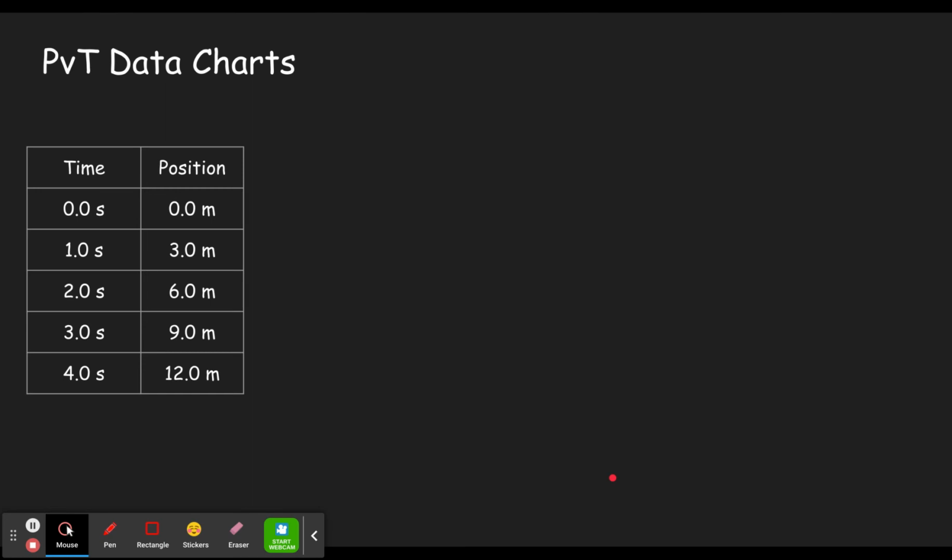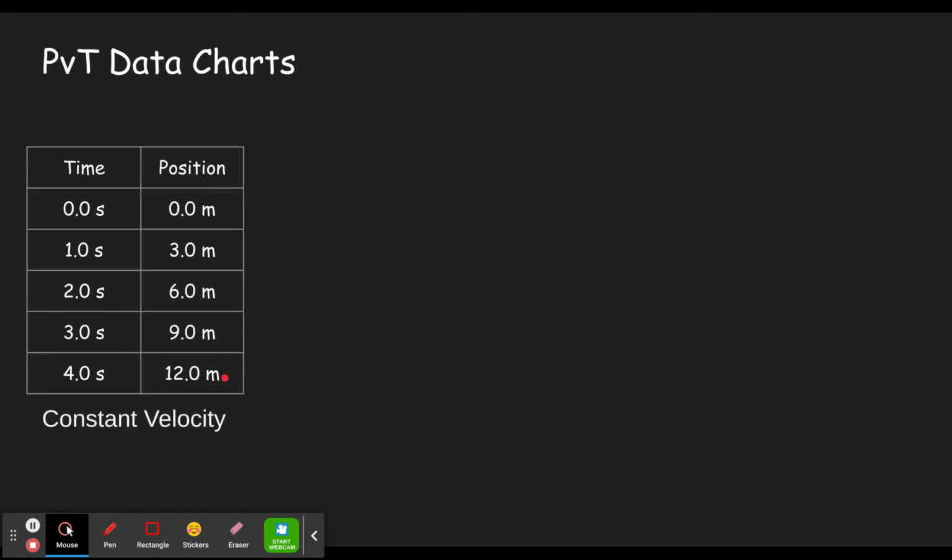The one thing that you'll see new that I don't think I've talked about are data charts. You'll see something like this where they measured at a certain time what position the object was at. In this particular one, at time 0, it was at 0. After 1 second, it had moved 3 meters from 0 to 3. During that second second, it had moved from 3 to 6. That's another 3 meters.